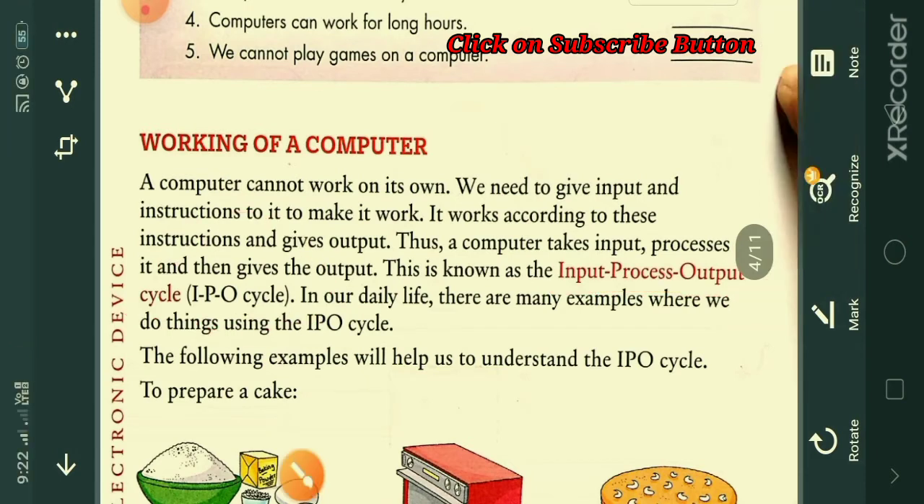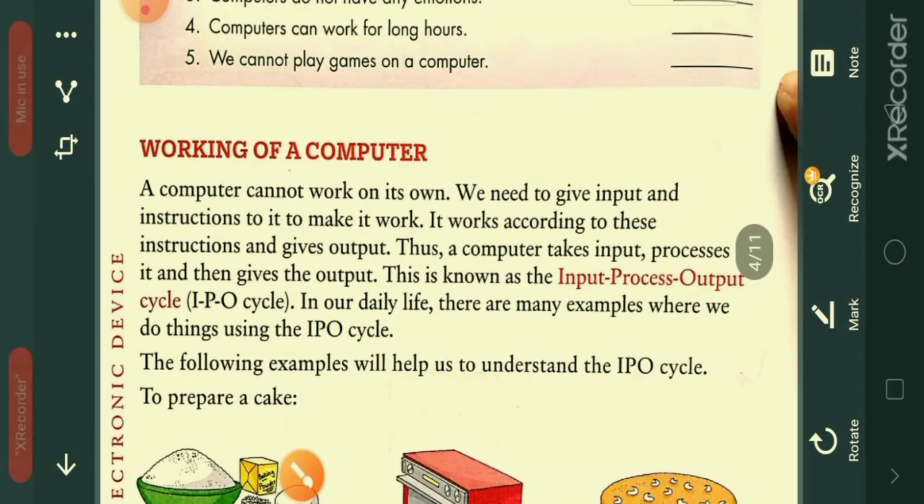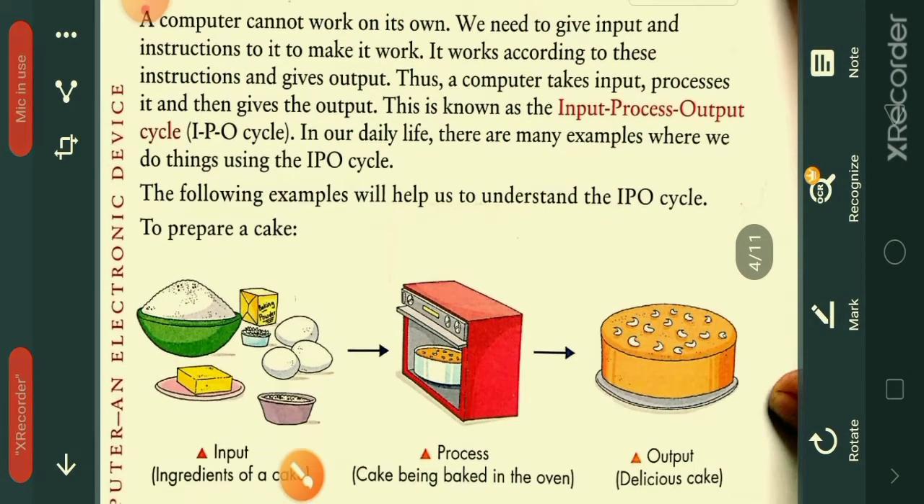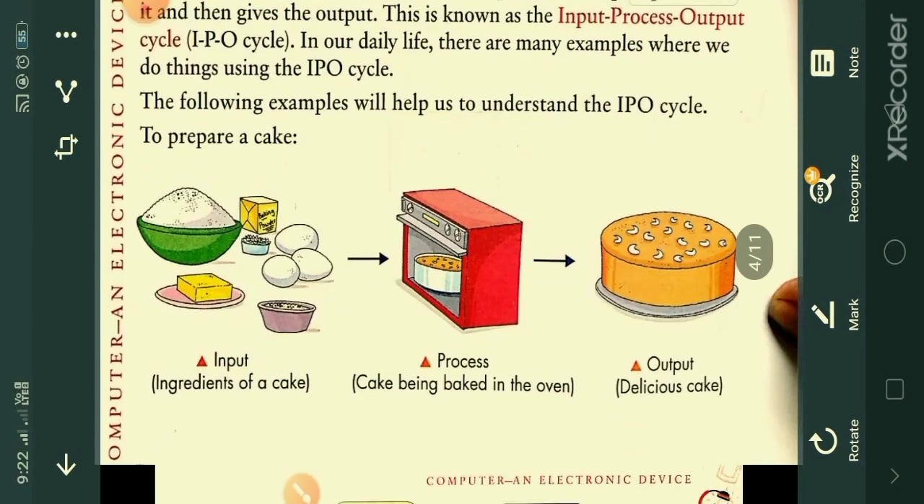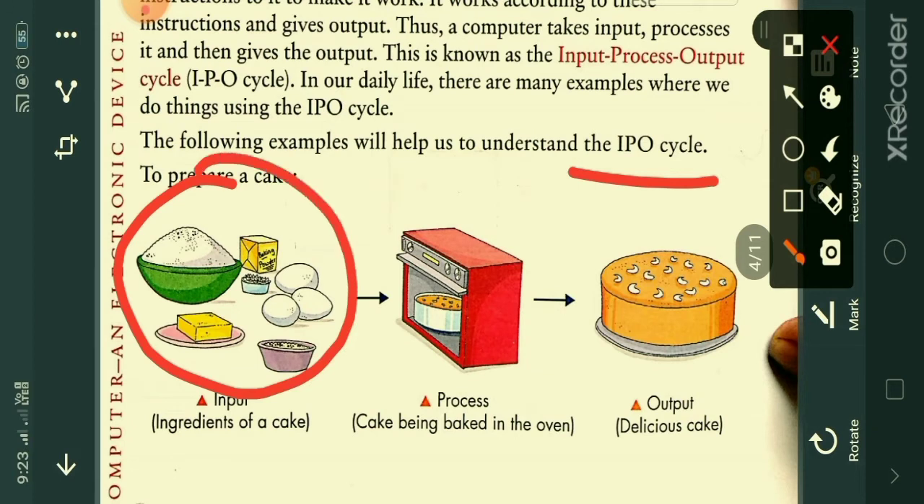In our daily life we follow many such IPO cycles. We use the IPO cycle, input process output. What are those? You can see here we have an example. To prepare a cake we follow the IPO cycle. How? See, to prepare a cake we need ingredients. See here we have, these all are the ingredients to prepare a cake.